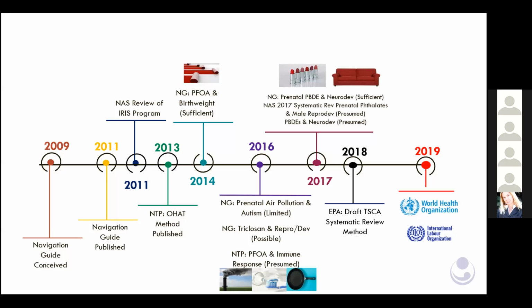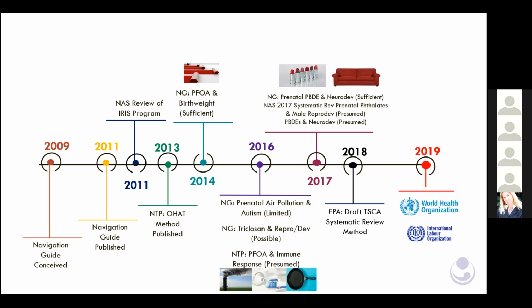You can then see in 2013, the National Toxicology Program and Office of Health Assessment and Translation also published a systematic review method. And that method was partly informed by our navigation guide method, and their method is very similar in terms of how they consider risk of bias and also how they rate the body of evidence. So there's a lot of similarities between the two.